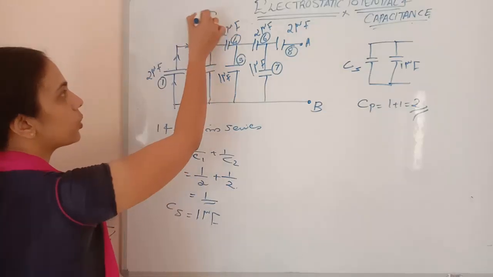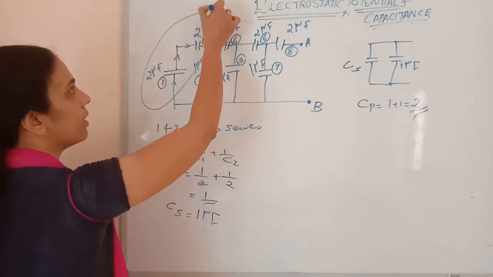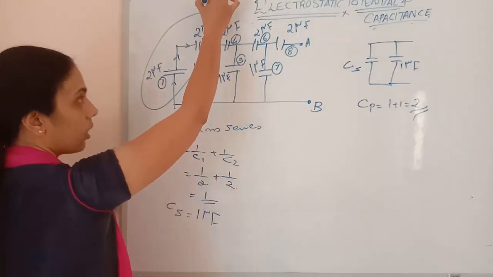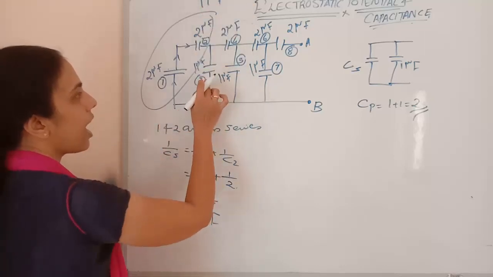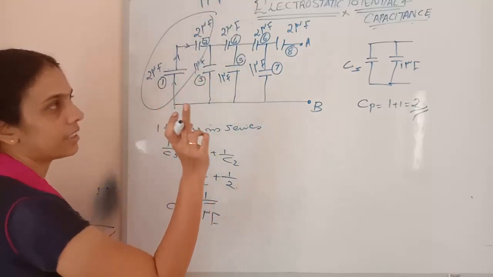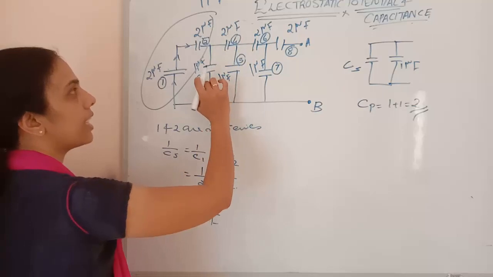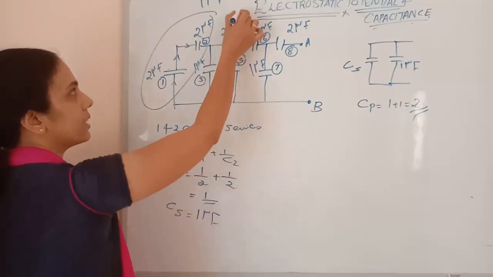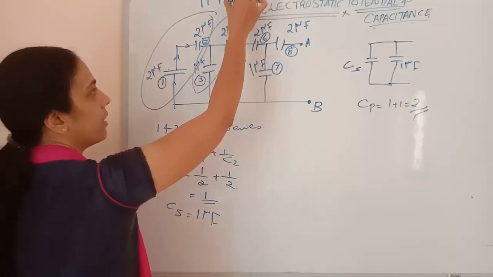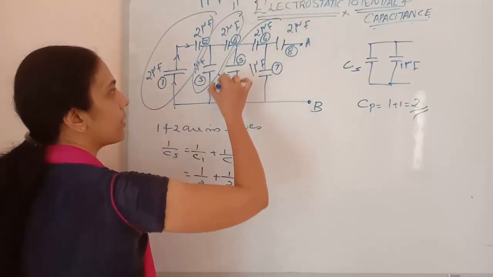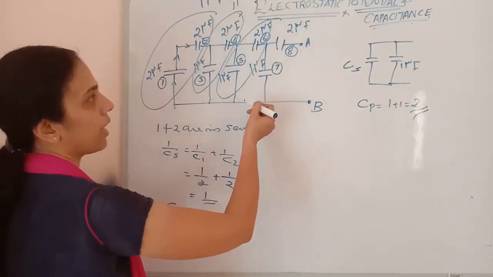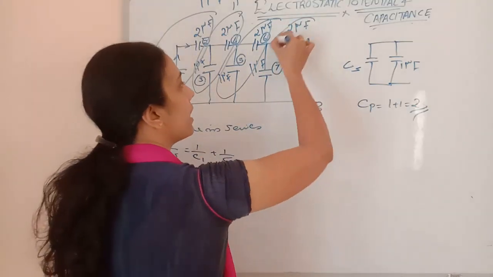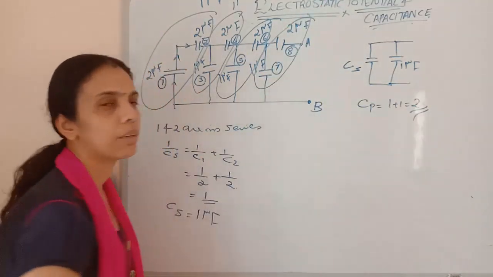So first we should consider these two. While we are considering these two, we got 1 microfarad. And along with this we get 2. Then that 2 and this 2 are again in series, so again we get 1 microfarad. Again we get this as 1 microfarad, then again this one as 1 microfarad.